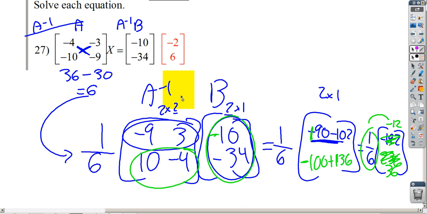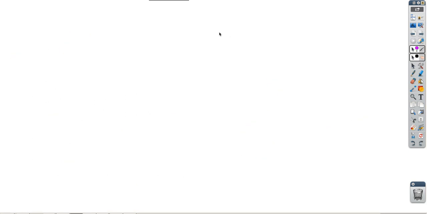Alright, so that is the end of chapter 3. That's on inverse matrices. Hopefully it helps to clarify some things.